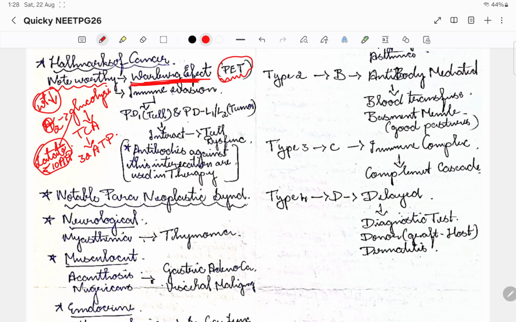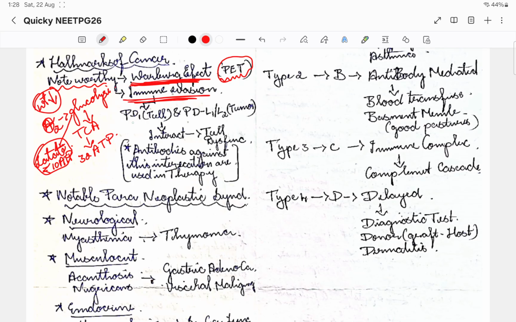What we are scanning in our body is where the anaerobic glycolysis is taking place, that is what we are doing in a PET scan, right? So that's it. Then immune evasion is there, meaning our immune cells are supposed to protect our cells from undergoing any of these cancerous divisions. But what happens is our cancer cells themselves will go and bind to these killer cells and tell them, no, I am a normal cell.